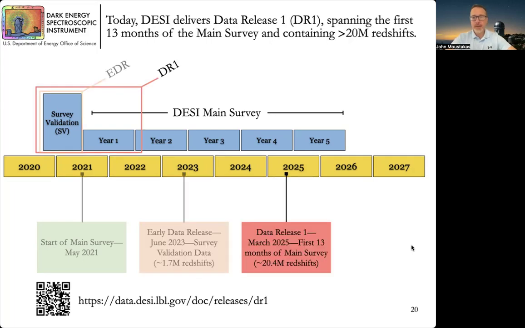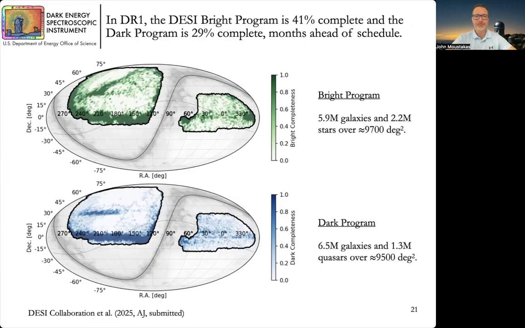Okay, so today we are delivering data release 1 or DR1. So this contains all of the survey validation data that we previously released, but just reduced with updated algorithms and data reduction, as well as the first 13 months of the main survey of DESI. And so in total, this contains about 20 million unique redshifts. So incredibly exciting and large data set.